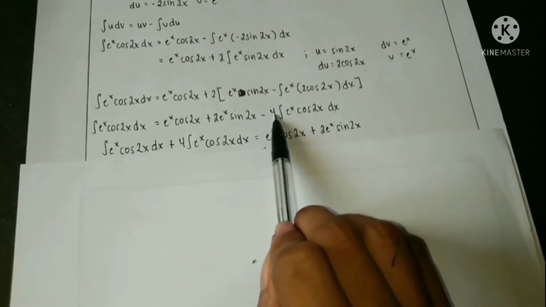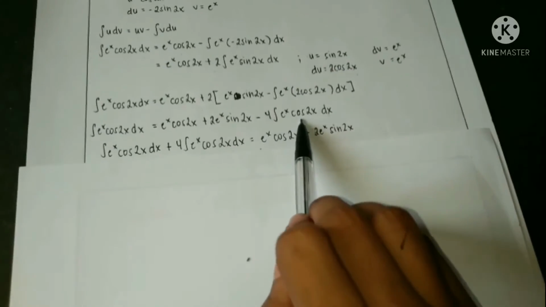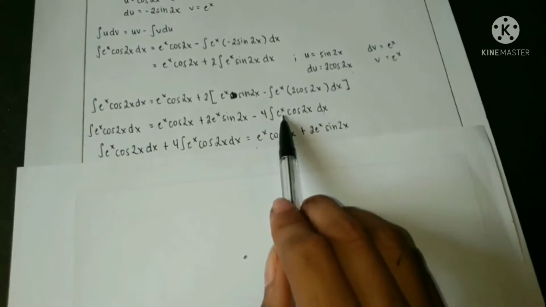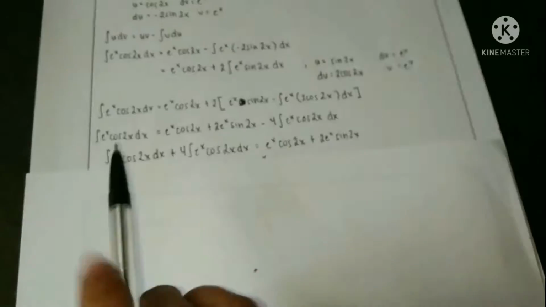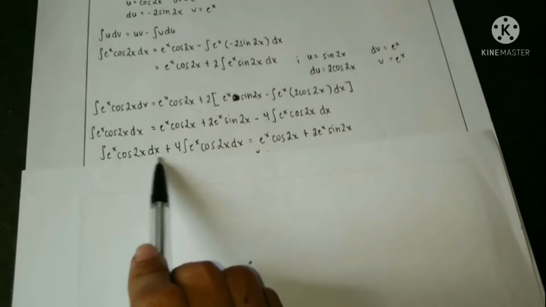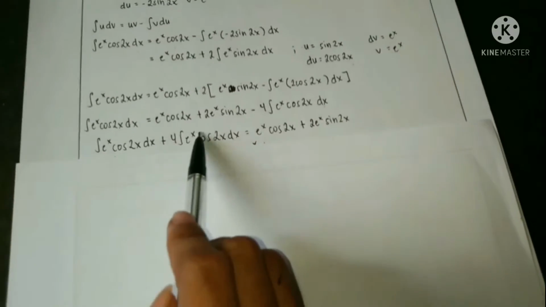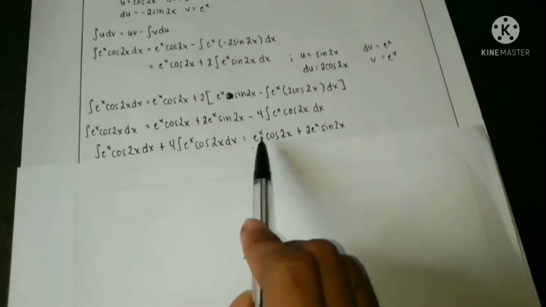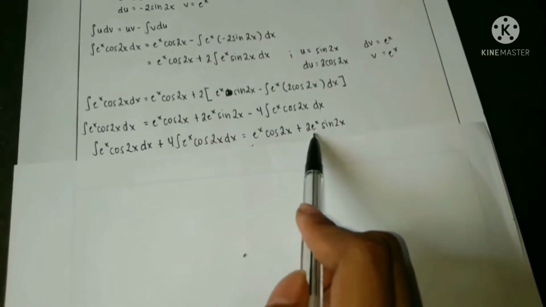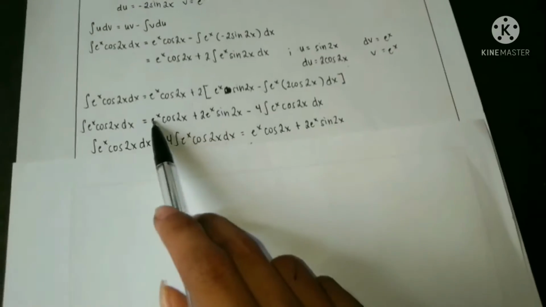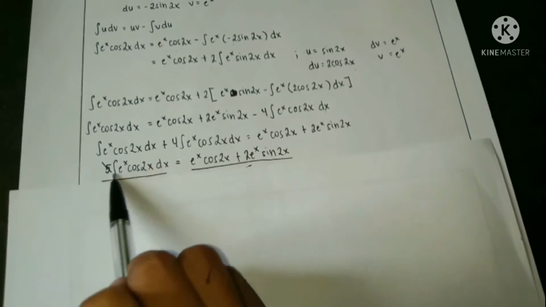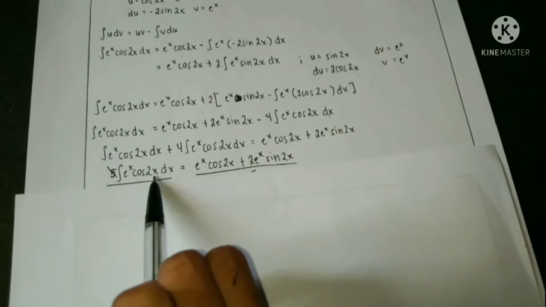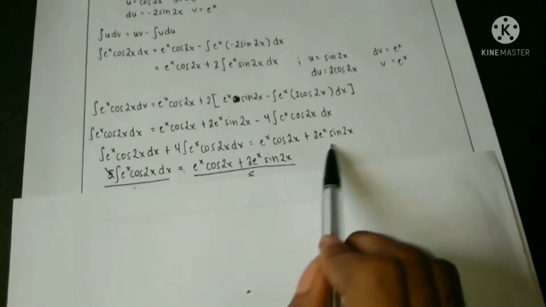So we can see here on the left and on the right that they are the same. So what we are going to do is transpose this to the left side. So it becomes like this: the integral of e raised to x cosine 2x dx plus 4 times the integral of e raised to x cosine 2x dx is equal to e raised to x cosine 2x plus 2 e raised to x sine 2x, which is this. Next step is, let's just add this. So it becomes 5 times the integral of e raised to x cosine 2x dx is equal to, let's just copy this.